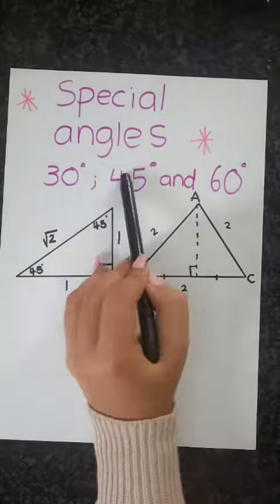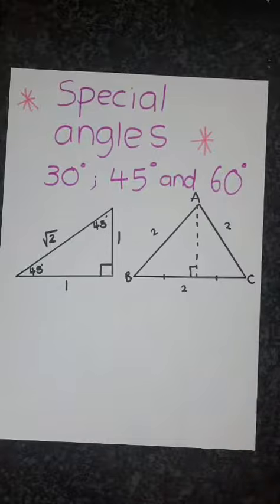Okay. So they're called special angles because they enable us to calculate trig ratios of these angles, so 45, 30, and 60, without using a calculator, which is great. Okay. So special angles originate from these triangles. You need to learn these triangles.